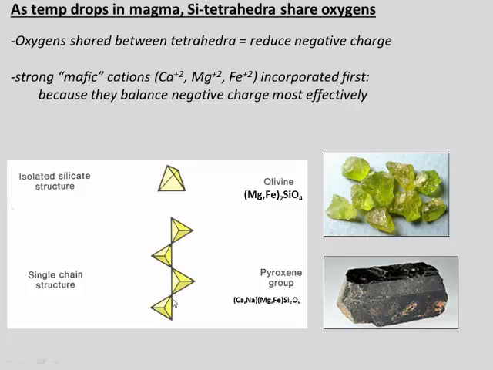What that means is that each time there's a sharing, it means there's one less oxygen atom involved, which means there's a little bit less negative charge. And it's easier to balance the charge across this more complicated structure. And here we go. Now we're building silicate minerals. We went from an isolated silicate structure. This is now called a single chain structure as we've started to join the oxygens. An example of a single chain silicate is pyroxene, which is common in basalt and other igneous rocks.